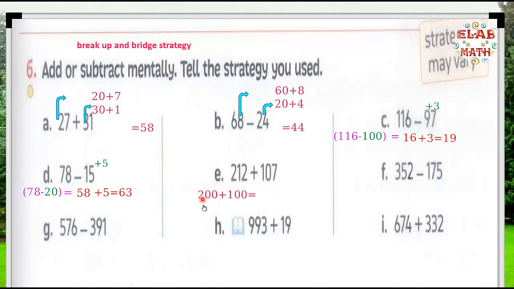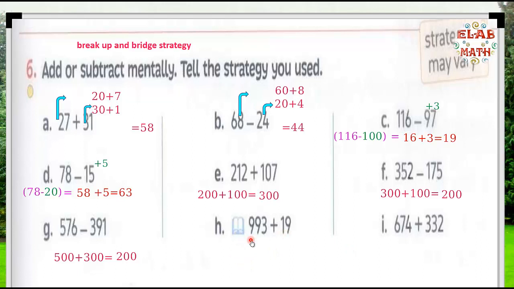Here we will use the estimate front end strategy. Here 2, write 2 without a change and 1 without a change. You make addition between them, 200 plus 100 equals 300. And here the same strategy, front end estimation, 300 plus 1 minus 100 equals 200, and here 500 minus 300 equals 200.